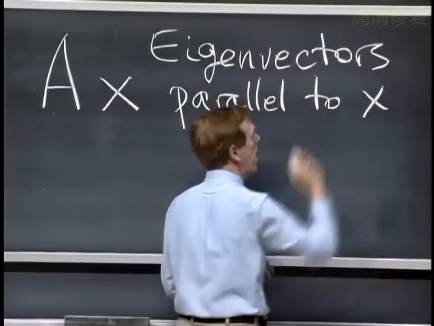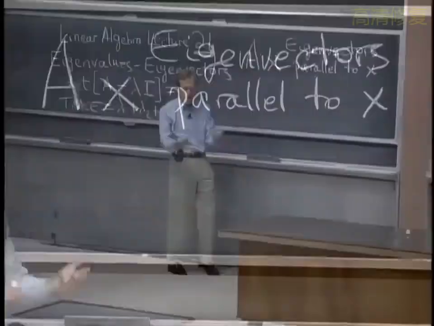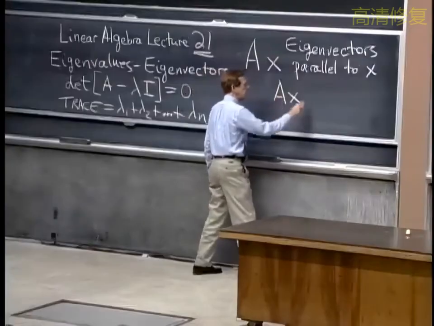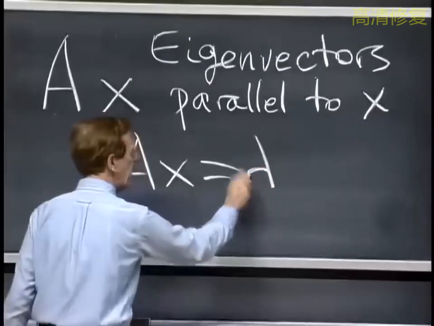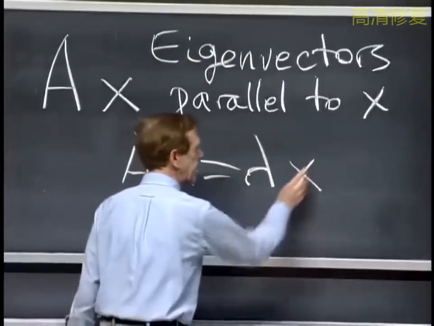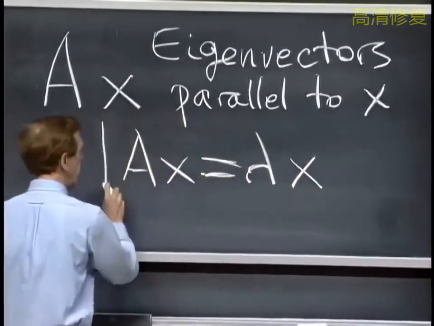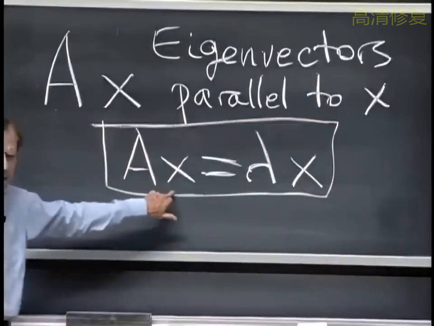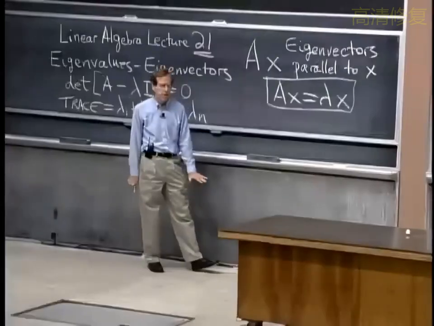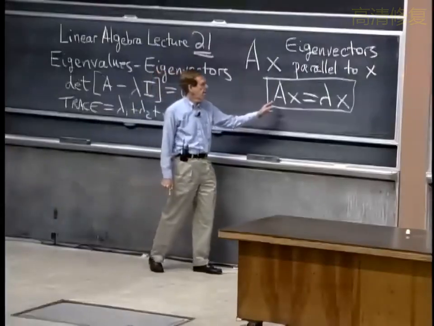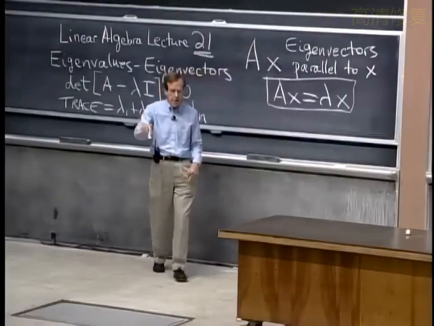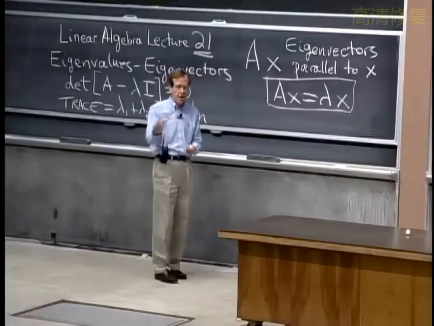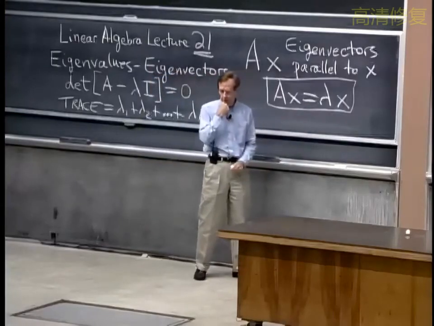And what do I mean by parallel? Oh, much easier to just state it in an equation. Ax is some multiple, and everybody calls that multiple lambda, of x. That's our big equation. We look for special vectors, and remember, most vectors won't be eigenvectors, for which Ax is in the same direction as x, and by same direction I allow it to be the very opposite direction. I allow lambda to be negative or 0.